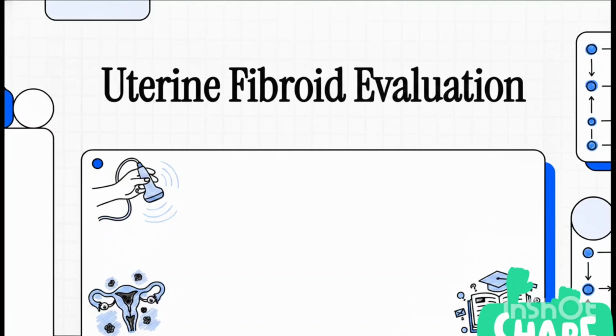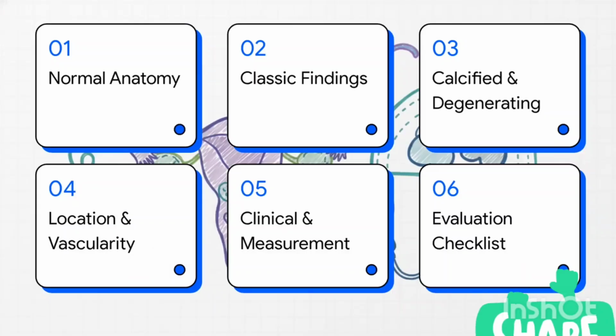Welcome to this explainer. Today, we're diving straight into the clinical workflow for evaluating uterine fibroids using ultrasound. If you're gearing up for rotations or studying for your board exams, getting a solid handle on these sonographic images is an absolute must. So let's jump right in and look at exactly what you need to hunt for when reviewing a patient's scans. Here's our roadmap for today.